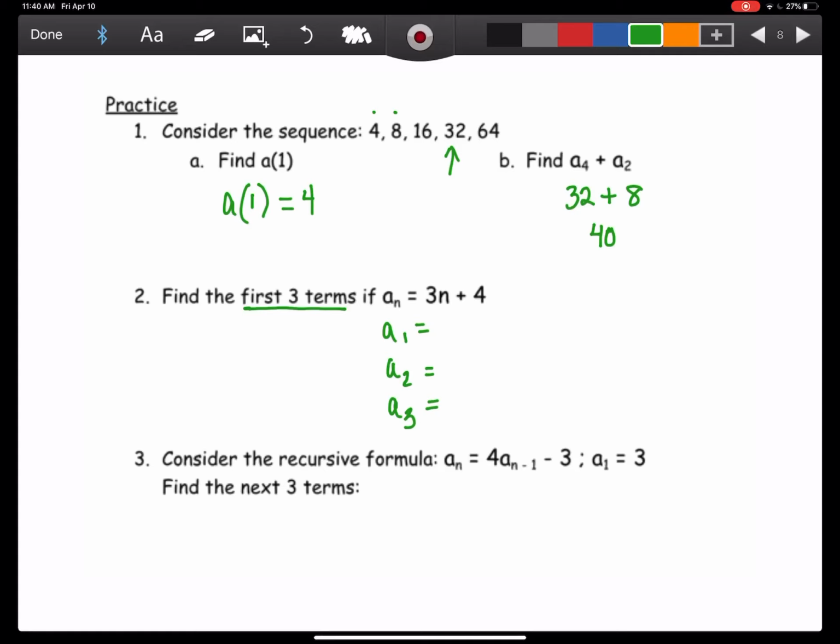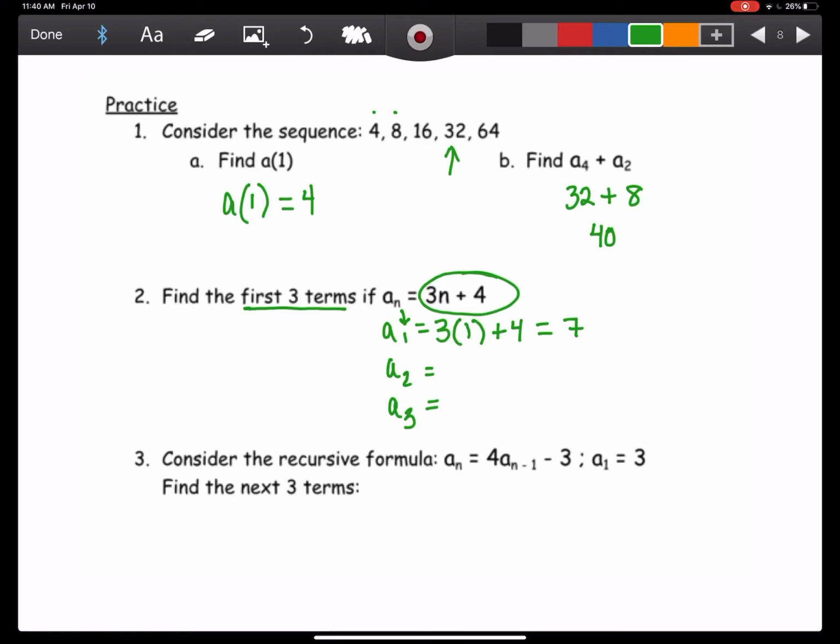All right. So we use this rule, 3n plus 4, and we just substitute what n is. So if a sub 1 is what we're finding, and notice how n has been replaced with 1 now. That means wherever we see an n, we replace it with 1. And now we know that a sub 1 is equal to 3 times 1 plus 4. So that would be 7.